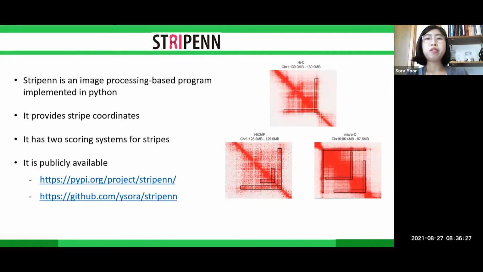So as seen in the previous slide, there is a technical gap for stripe callers. We need a more accurate stripe caller. That's why I developed Stripenn. Stripenn is an image processing based method implemented in Python. It provides stripe coordinates, and it has two scoring systems for stripes. It is publicly available on GitHub and PyPI. Using any type of chromatin conformation data like Hi-C, Hi-ChIP, PLAC-seq, and Micro-C, you can detect stripes.